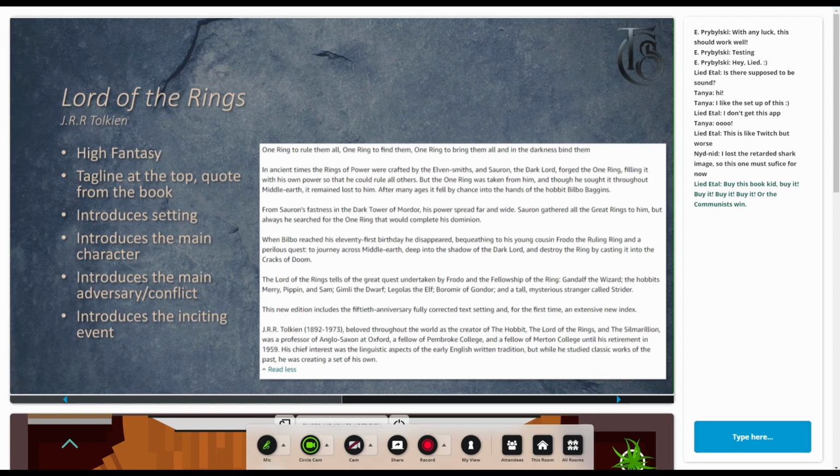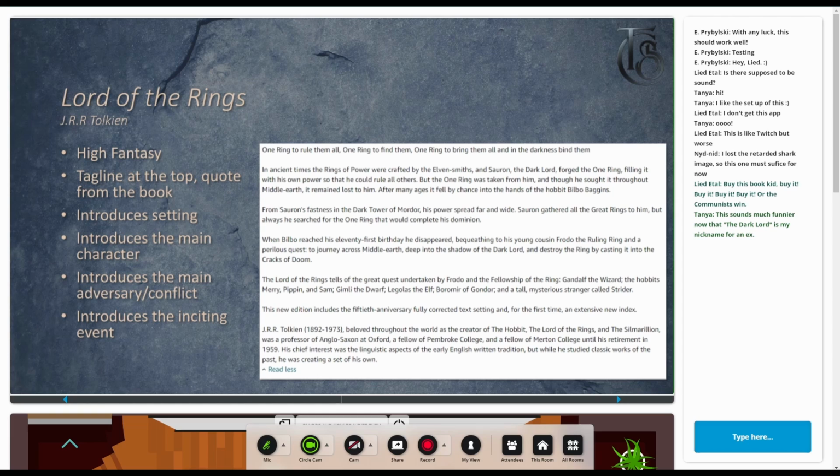This is directly off of the Amazon sales page for his book. I just copied exactly what was written on Amazon in this image you see here.